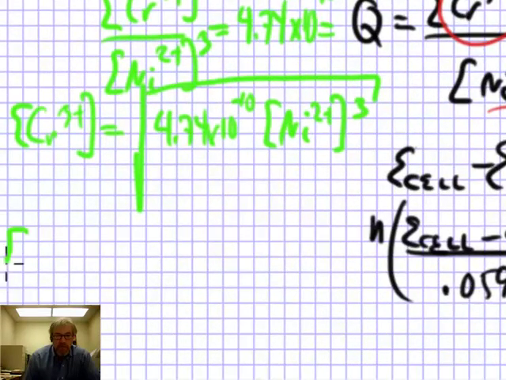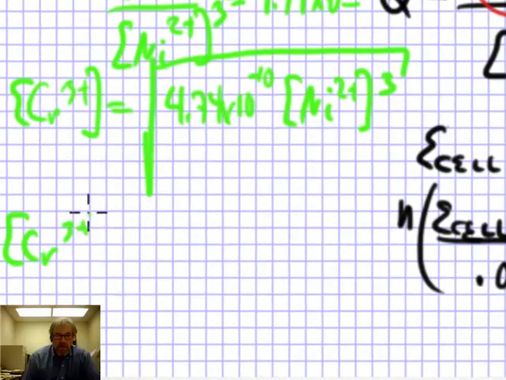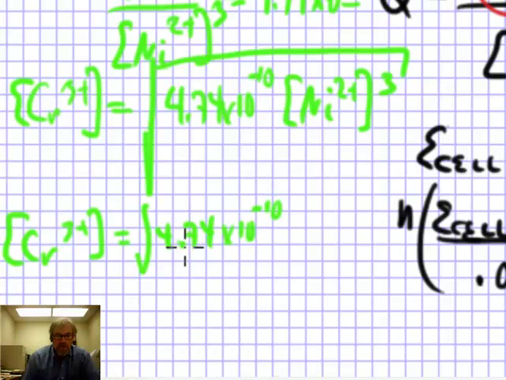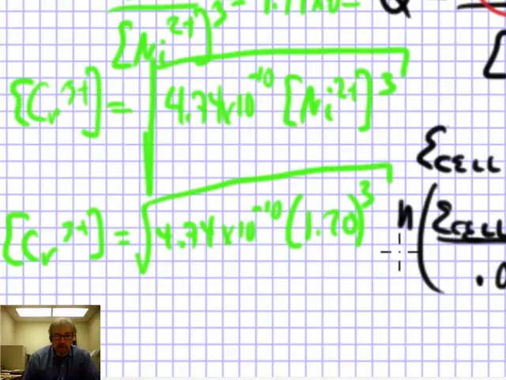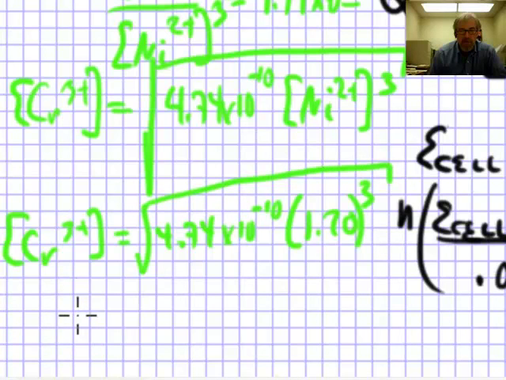So to get our final answer, chromium 3 plus is equal to the square root of 4.74 times 10 to the negative 10th times 1.20 moles per liter cubed. So therefore, our chromium 3 plus concentration is equal to 2.61 times 10 to the negative 5th.